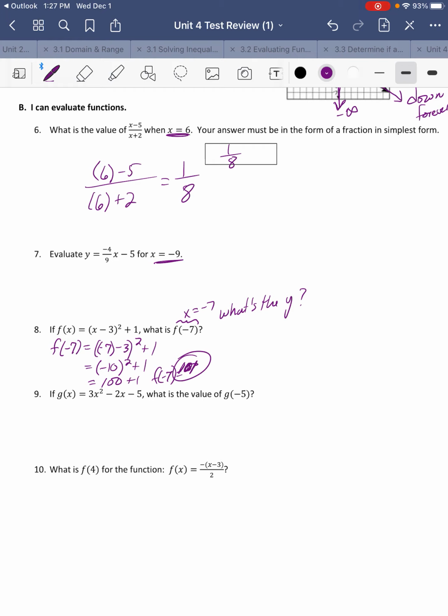Next one, we have g of -5. So this means x equals -5, so we're going to substitute -5 in. So when the x equals -5, the y value is going to equal, let's figure it out.